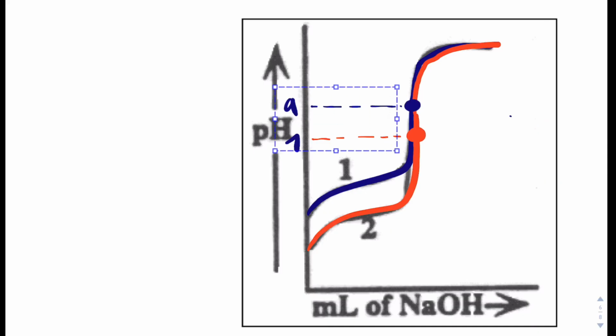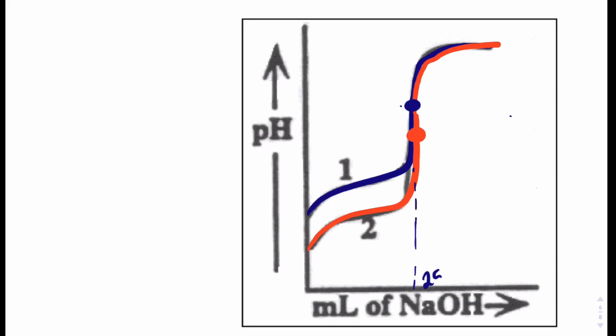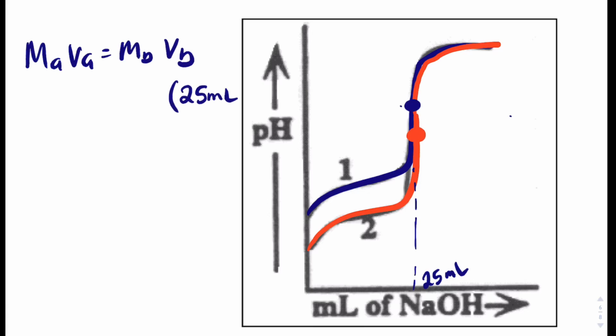Now, what is true about these acids? They take the same amount of base. The volume, let's just say, is 25 milliliters. And so because of that, in this case, if I did MAVA equals MBVB, the volume of base, let's just say, is 25 milliliters. Let's just call it 0.1 molar for each of them.